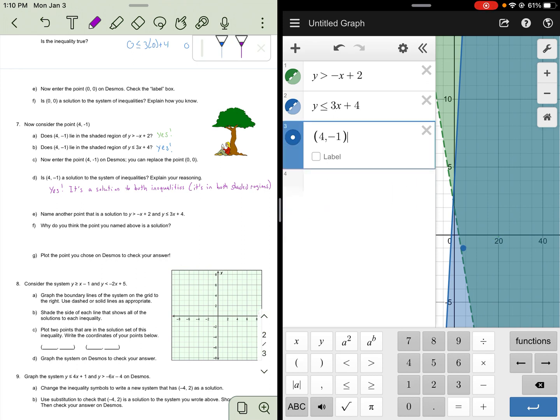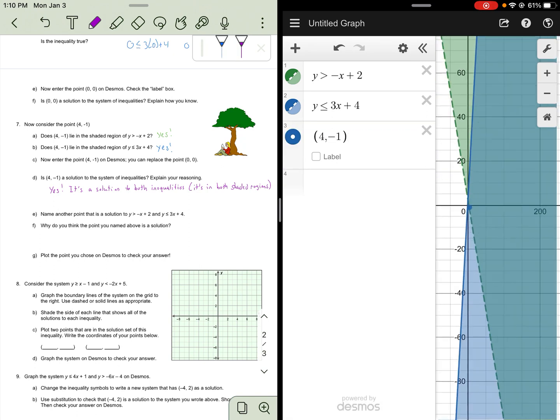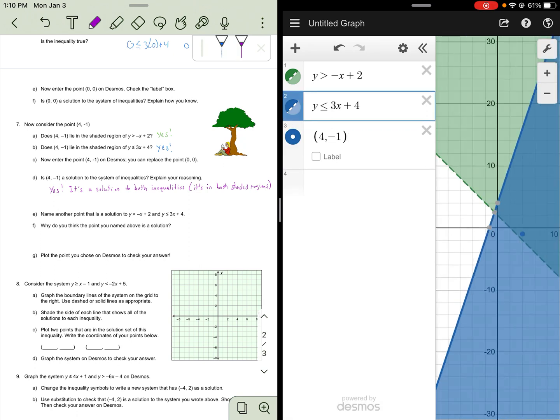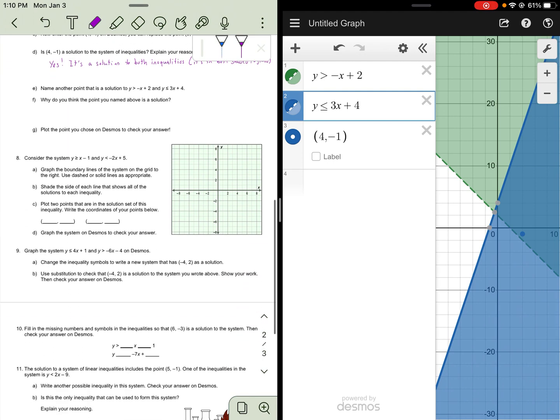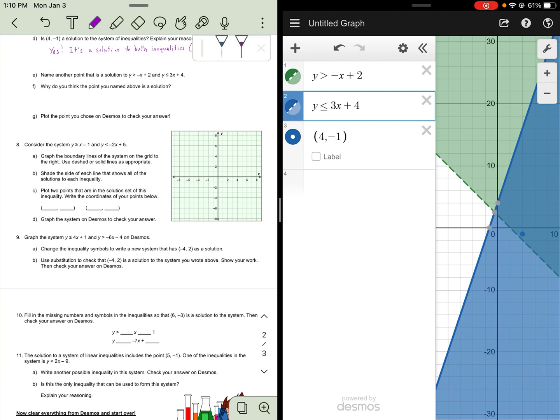So there's infinitely many solutions. It's every single point that's in this shaded region, which, you know, there's so many of them. Infinitely many. All right. Okay, so we already did F and G. Jumping down to number 8, consider the system. All right, so we have a new one.